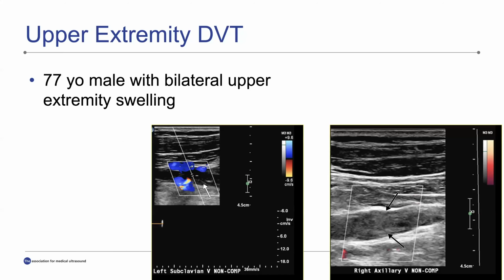Here's a patient that presented with bilateral upper extremity DVT. It was a 77-year-old male with bilateral upper extremity swelling, and you can see here on the left side, there's thrombosis of the left subclavian vein. We can see no flow, and we can see some collaterals there. And here we have thrombosis of the right axillary vein. So again, another example of multiple sites of thrombosis.